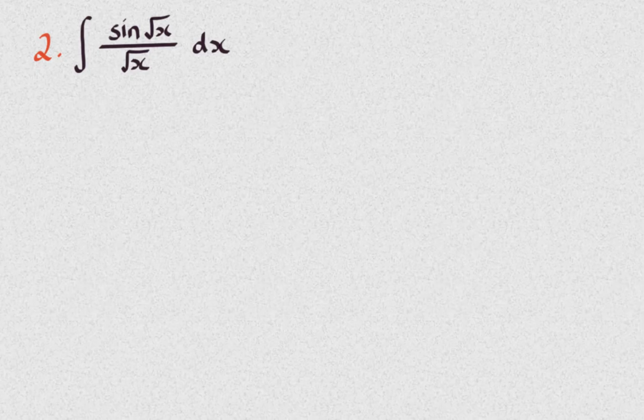Find the integral of sine root x all over root x. Now, before we start, I shouldn't have to say this, but I will just in case. Please don't think that you can cancel the square root of x on the top with the square root of x on the bottom, because this is one complete function, sine of the square root of x. Anyway, what do you think would be an appropriate substitution?